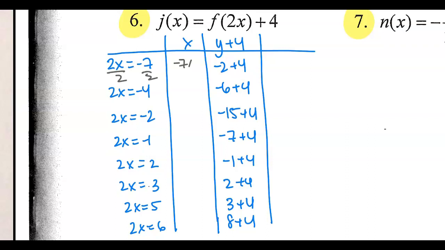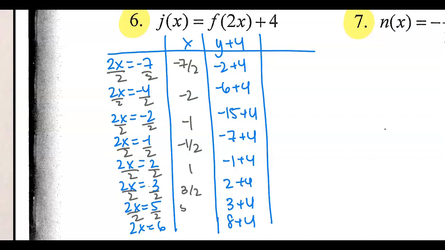So this will give me -7/2, -2, -1, -1/2, 1, 3/2, 5/2, and 3. For my y column, I'm now going to simplify.